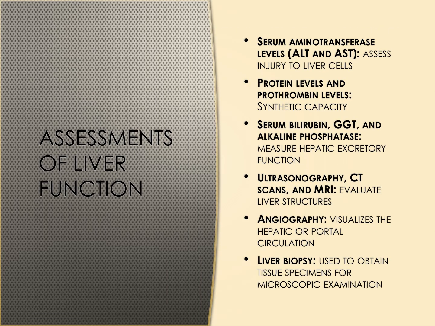And we'll talk about some of the different ways that we assess overall liver function. Serum liver enzymes are one very important way. So that's things like serum aminotransferase levels, ALT or AST. Those assess injury to liver cells. ALT is a little more specific to the liver. AST can also be elevated from things like damage to other organs. But they are very important serum liver function markers.